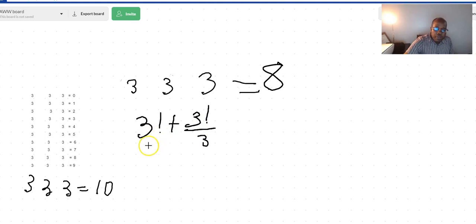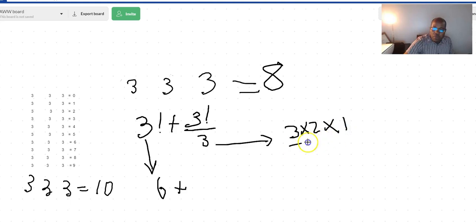Okay, so this gonna give me 6, right? 6 plus. What about this? We know 3 factorial is 3 times 2 times 1, but since it's over 3, I can simplify. So I'm gonna end up with 2 times 1 give me 2. There you go. This gives me 8. Okay, that was kind of tough, but you might find another way to do it, so just let me know. Okay, now let's go for 9.